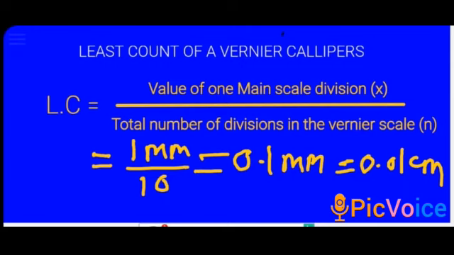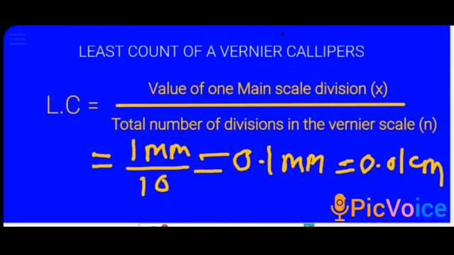Now this vernier scale has 10 divisions, so 1 mm upon 10 is 0.1 mm. If you want to convert it into centimeter, again divide by 10, so it will be 0.01 centimeter. So this is the least count, that is the smallest measurement which the vernier calipers can do, that is 0.01 centimeter.